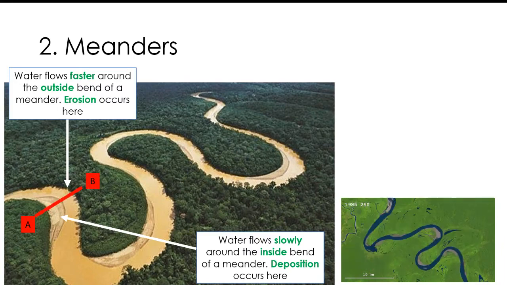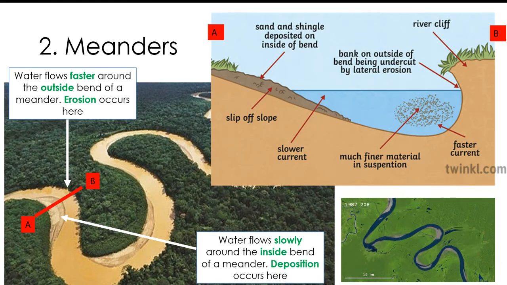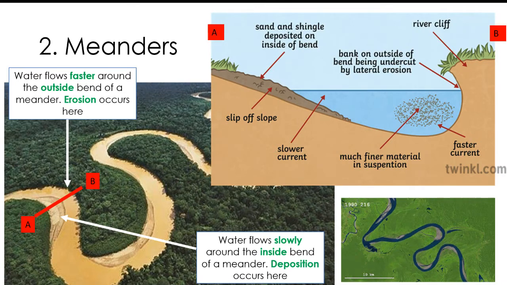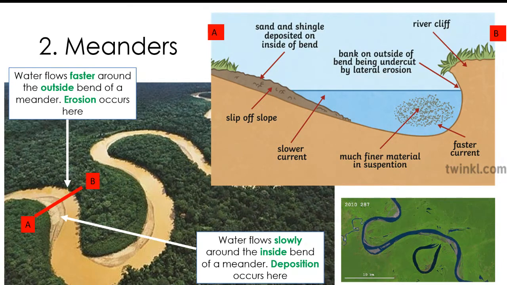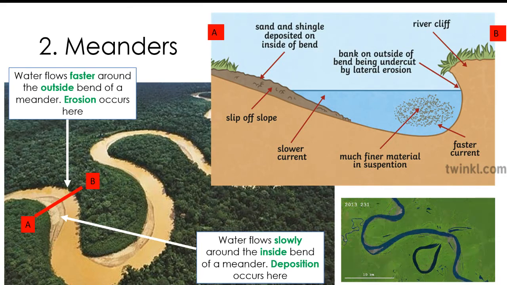If we look at that as a cross profile, so slicing it here from point A to B, you're going to end up with something like this. So you can see where you've got that deposition closer to the A mark, and that's going to be the feature of a slip-off slope. Looks a little bit like a beach, doesn't it? But that's where you're going to get sand and shingle dropped off on that inside bend.